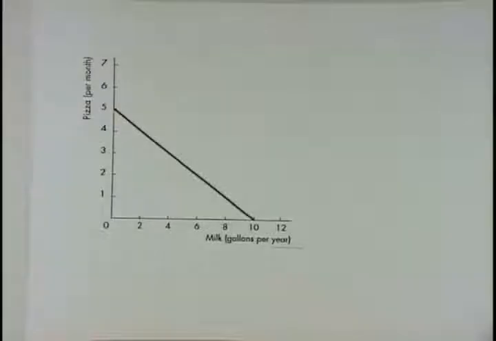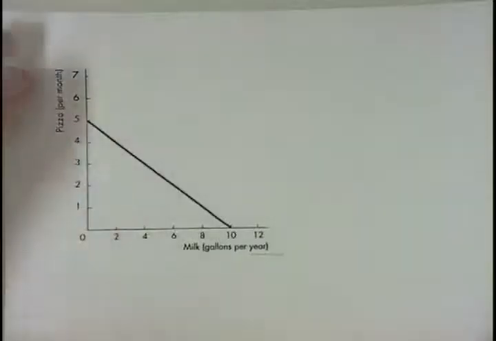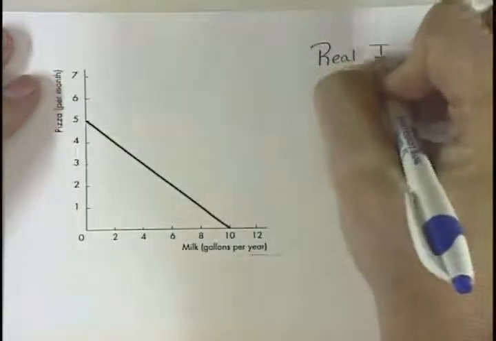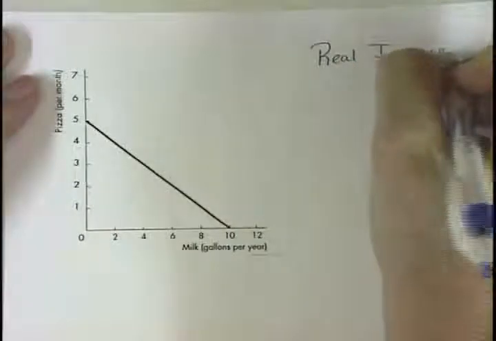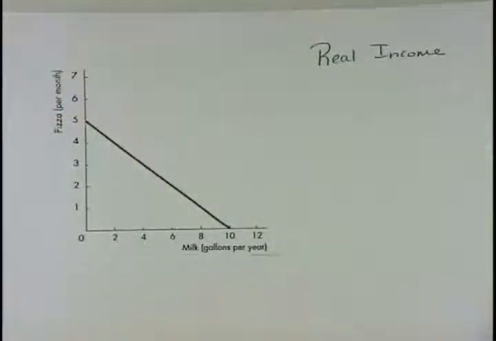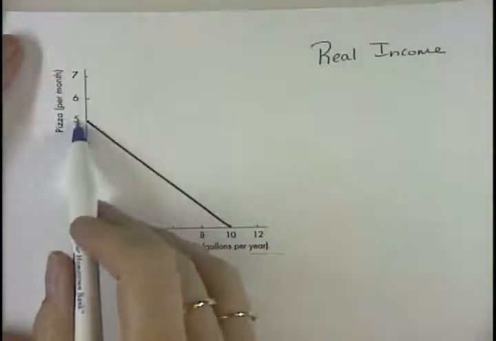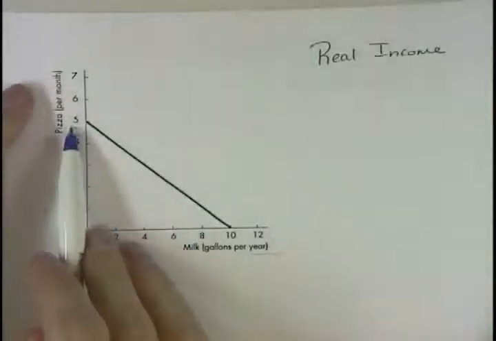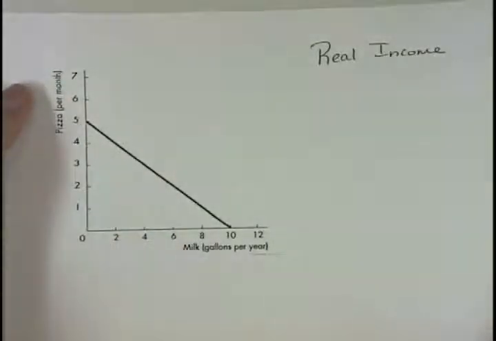We're continuing on with the budget line, but now what we're going to talk about is something called real income. Real income is going to tell us the quantity of a good that a household can afford to buy. Our real income is going to be found at these intercepts. So real income tells us, if we used all of our income for this particular good, how many of that good can I buy? So we're going to find on the intercepts what our real income is.